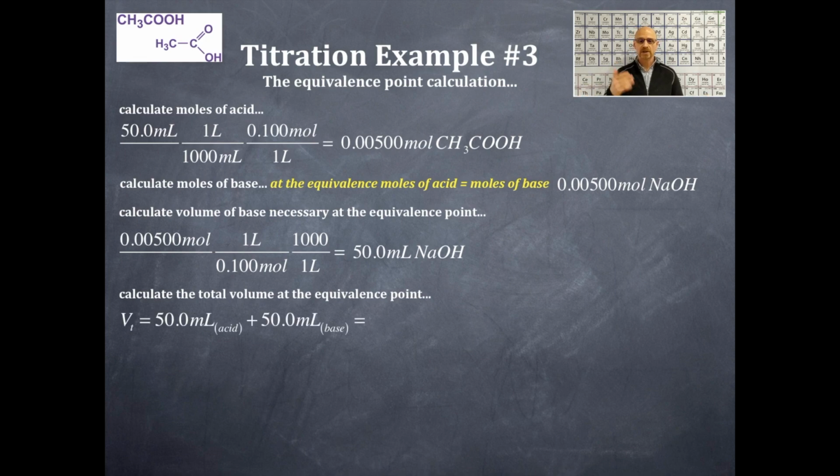Now we're going to calculate the total volume, which should be a very easy, simple calculation. You have the milliliters of the acid and the milliliters of the base, 50 milliliters for both of them. You sum those up and get 100.0 milliliters total volume.